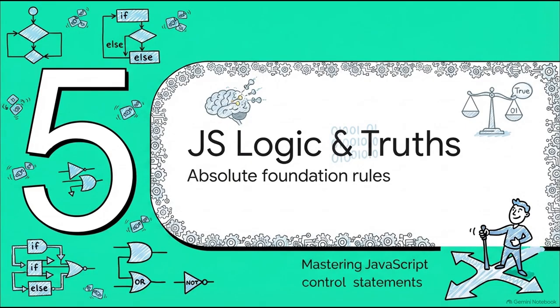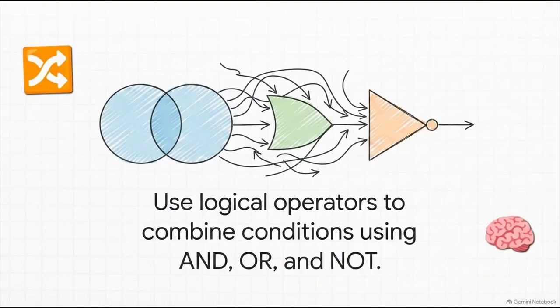Section 5, JavaScript Logic and Truths. To truly master control statements, we have to understand the absolute rules of how JavaScript actually makes these decisions. Up to now, we've mostly looked at simple conditions, but real-world data requires complex decisions, which means combining multiple conditions to ensure several things are true or false all at once. We do this using logical operators, the double ampersand for and, the double pipe for or, and the exclamation point for not, which is also known as logical negation.